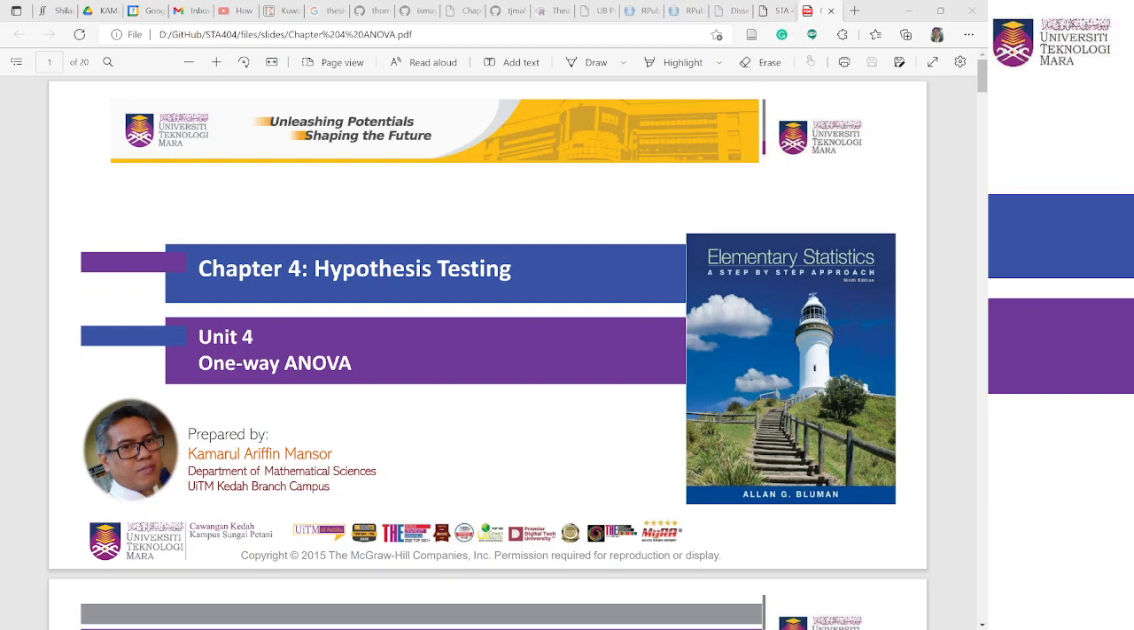Okay, so if everybody is ready, let's start with our session untuk pagi ni. For today's session, we're still in chapter 4, hypothesis testing, but right now kita akan lihat a new topic, that is one-way ANOVA.